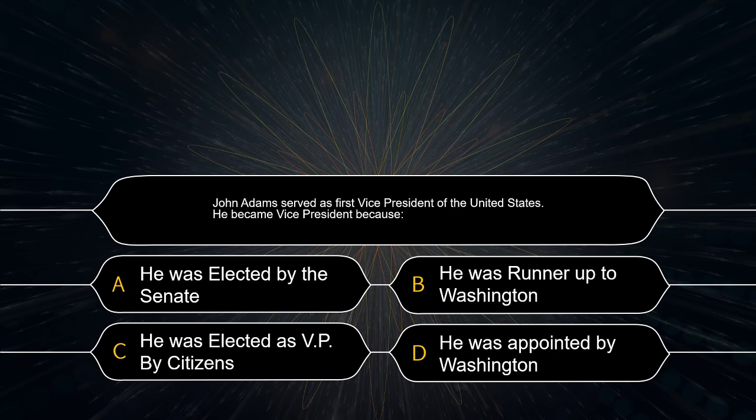No using Google, quit. I can see you virtually. Here we go. John Adams served as the first Vice President of the United States. He became Vice President because he was elected by the Senate. He was runner-up to Washington. He was elected as VP by citizens. He was appointed by George Washington. Lock in your answers. Coming in 3, 2, 1.